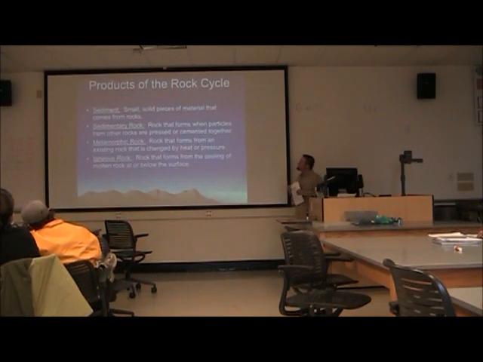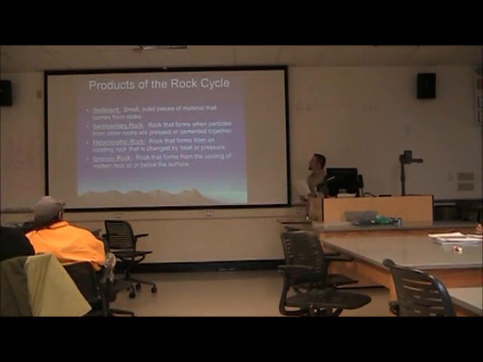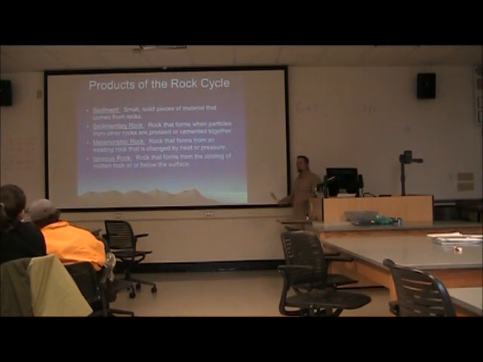So some products of the rock cycle. This is review from when we went over all of our rock types: sediment, small solid pieces of material that come from rocks. Sedimentary rock, as you guys will remember, forms when particles from other rocks are pressed or cemented together. And then a metamorphic rock, like Mike said, and that's how a diamond is formed, is when there's lots of heat and pressure. And then an igneous rock is a rock that forms from the cooling of molten rock. So magma, which is inside the earth, and lava, when it exits the earth and is on the surface.